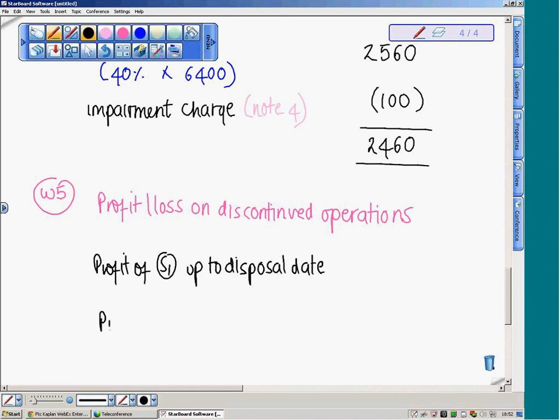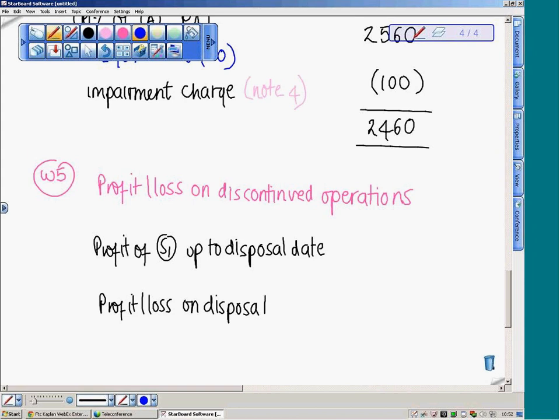Okay. You also want to have the actual profit or loss of disposal. The profit of subsidiary 1 up until disposal date, we work out because the entire year the profit made by the subsidiary, Ferrers, was 7,800. We want to pro-rata that for 6 months of the year. And if you pro-rata that, you're going to get 3,900.